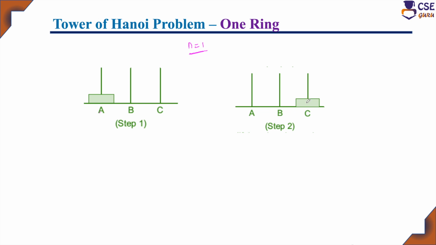Directly move from source to destination. No need of spare pole at all. Okay. If n value is 1, this is the easiest one. That is the best case.